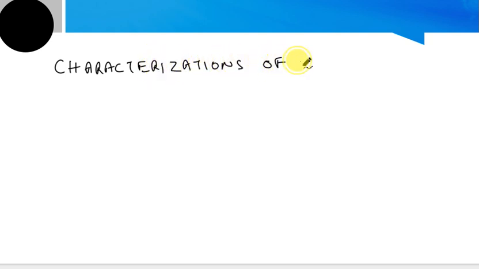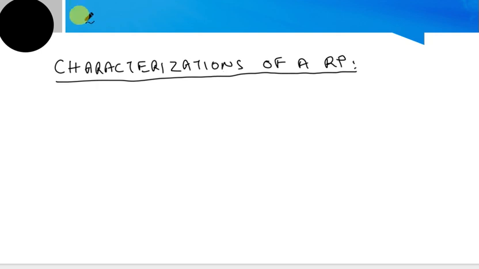Next, we move on to characterizations of a random process. I denote it as RP. Okay, so now we know what is a random process. We also know what is a discrete time random process. We are able to visualize it as a function. So now we look into the characterizations of the random process.